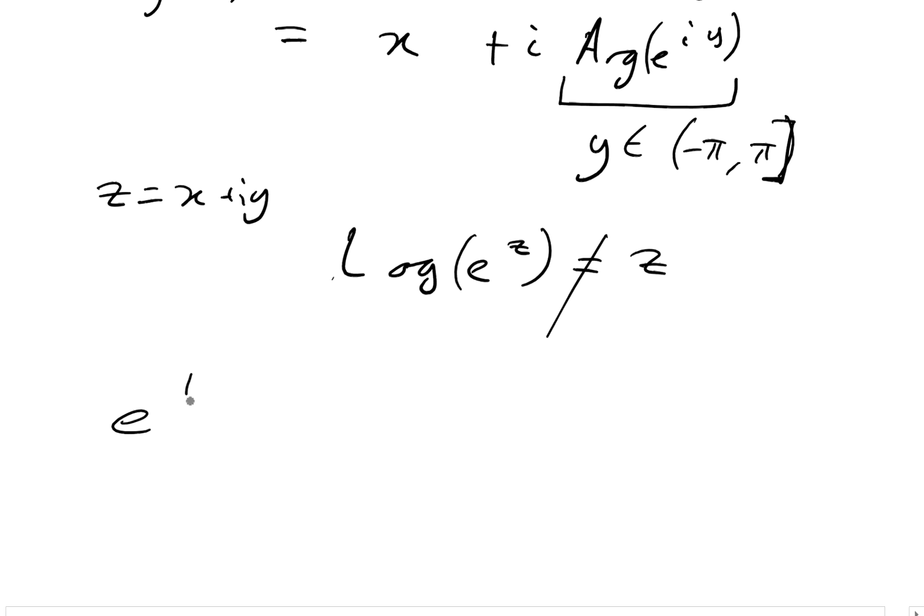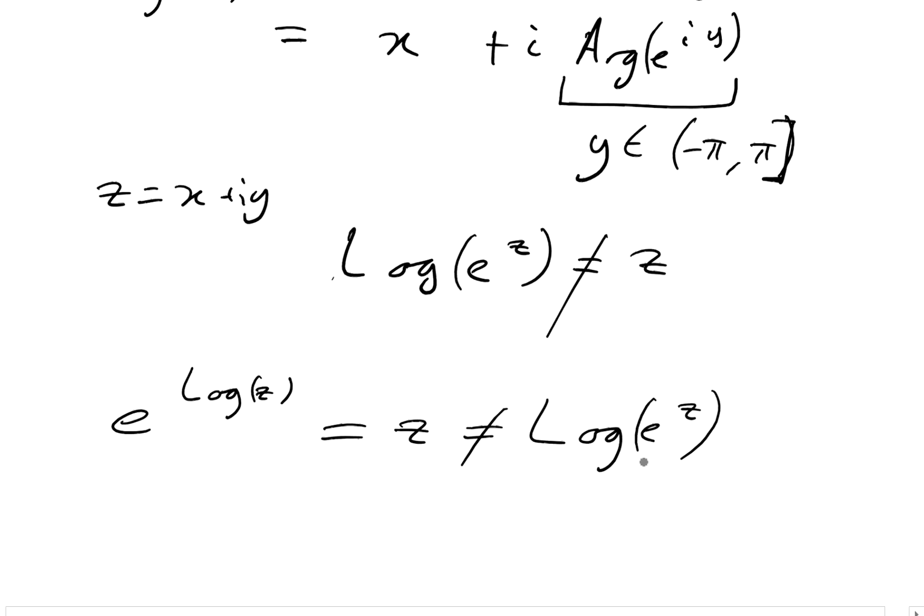So I can't say that e to the principal logarithm of z works in general. It's bad enough that I had to use the principal logarithm here, but now I've basically shown that it's not true for every single case. It works for some, but it doesn't work for every single case.